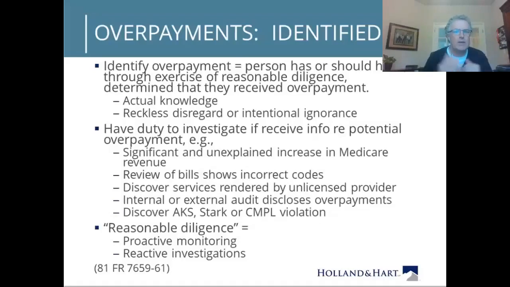Certainly, if you have a situation that triggers a potential problem that you should know, things like significant and unexplained increases in your Medicare revenue, review of bills shows incorrect codes, discover services were rendered by an unlicensed provider, an internal or external audit discloses overpayments, or you've got Stark violations, well, those things you know that there's a problem, and therefore you have to act with reasonable diligence in order to resolve those situations. If you don't act with reasonable diligence, the government can still come back to you as if you knew. For reasonable diligence, the government says they want to see that you have some kind of proactive monitoring as well as reactive investigations if something actually comes up.